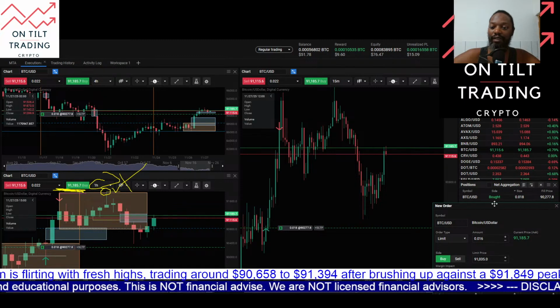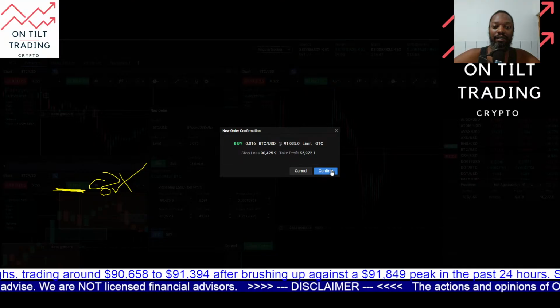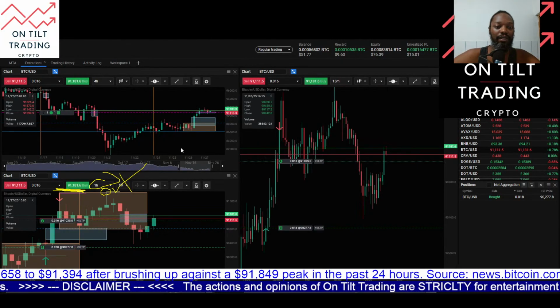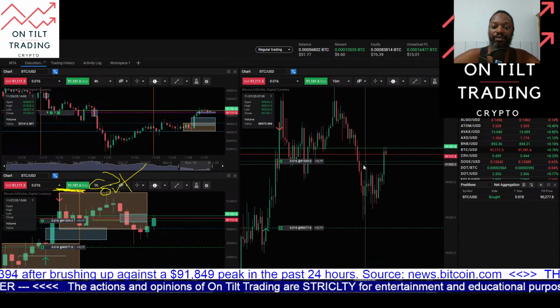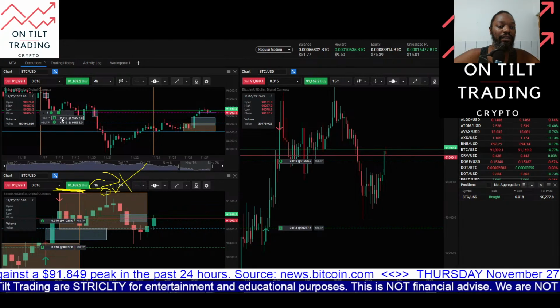Okay, I've got the market structure shift on the 15 now, so I'm going to send this limit order out and see if it gets filled here, and this will be an add to the position. Still the same final target here.